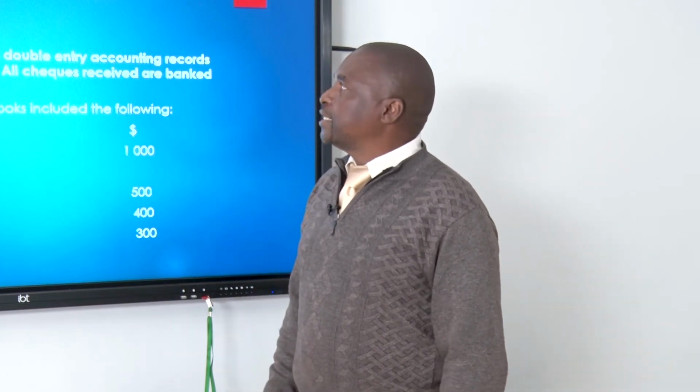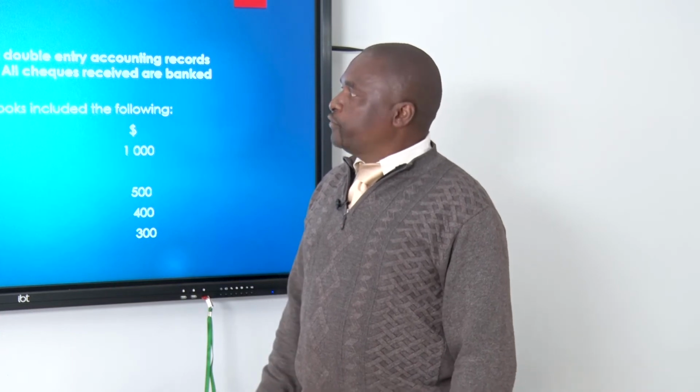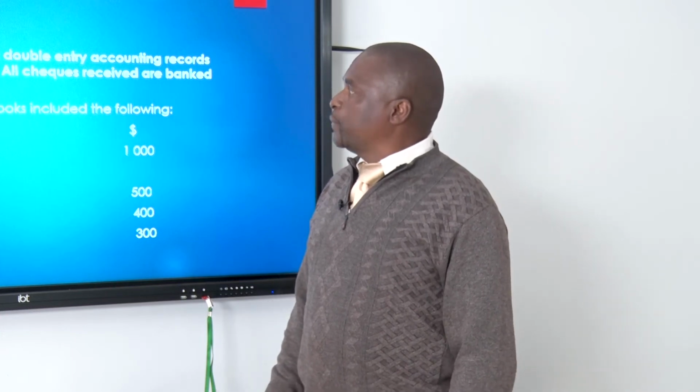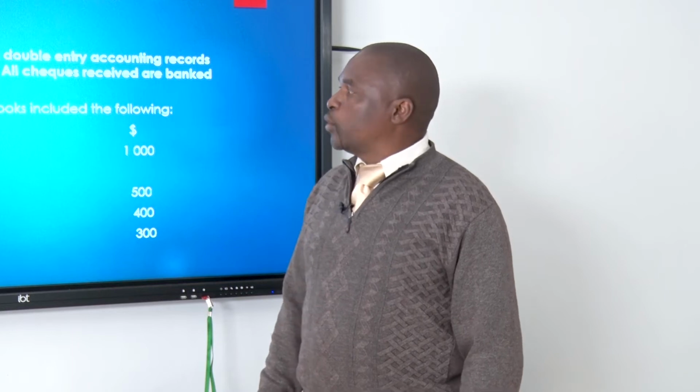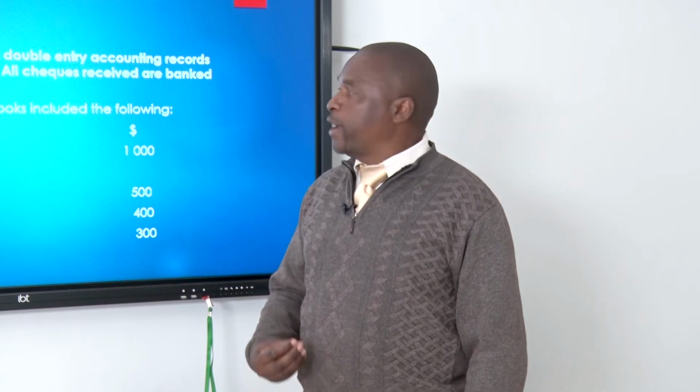Let's illustrate this. I have an illustration here. We have Jane Moyo, a sole trader who keeps full double entry accounting records, including a 3-column cash book.